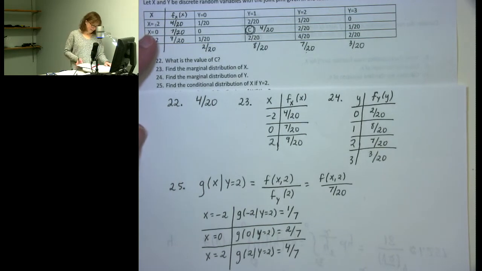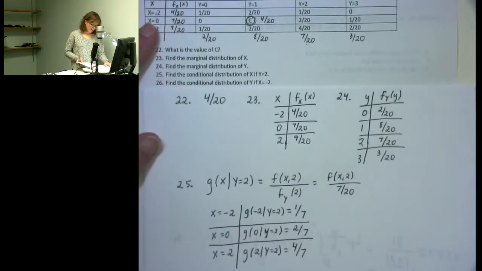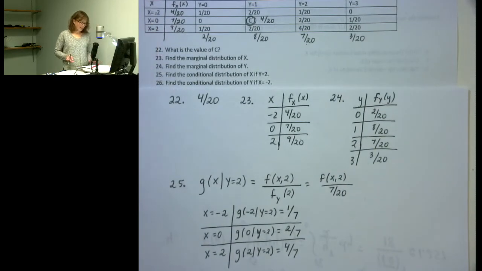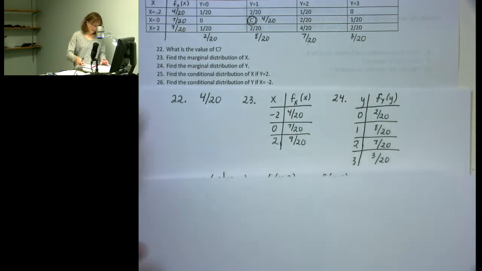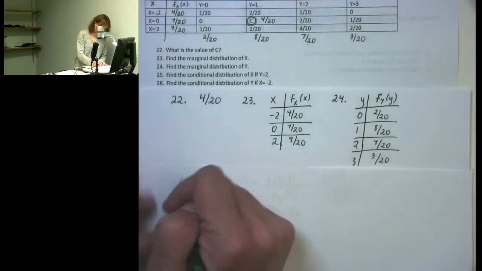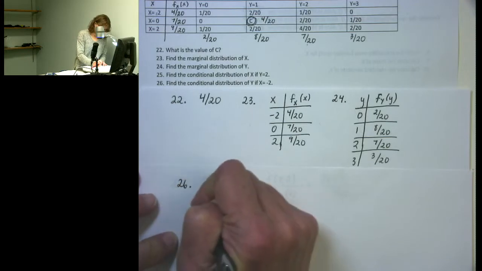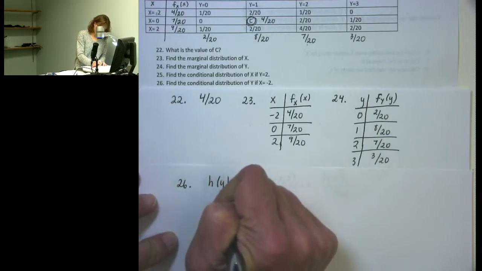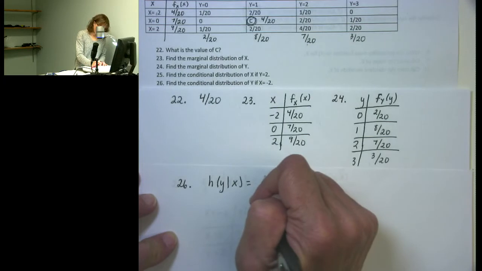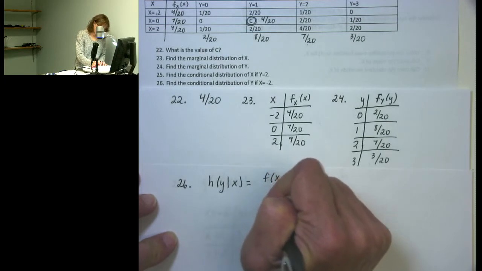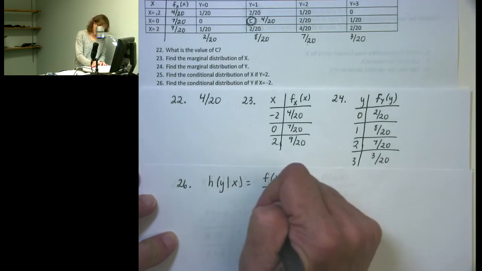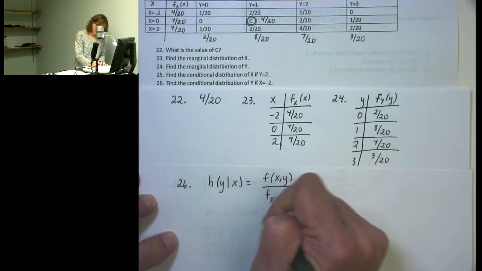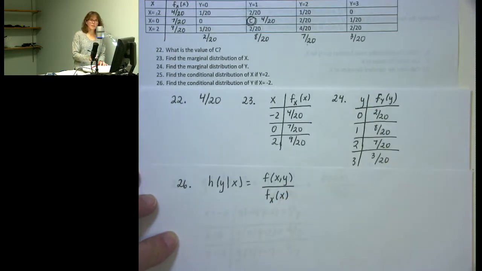Okay, let's see. Now I'm looking for the conditional distribution of y if x is equal to -2. We call this h of y given x. It's going to be the probability that x is equal to x and y is equal to y, divided by the marginal probability that x is equal to the value x.